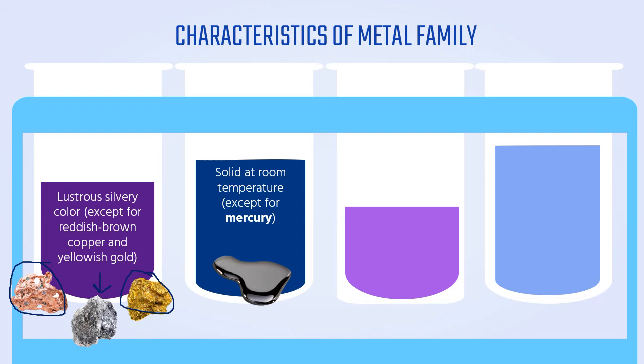Most metals are solid at room temperature. Room temperature would be like the normal temperature that it is outside, with the exception of mercury. That is always a liquid, and that's the liquid that you see right there in the picture. That would be mercury. That is a liquid metal.